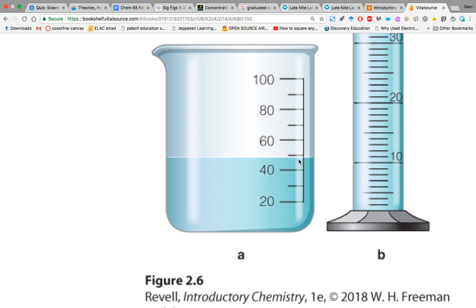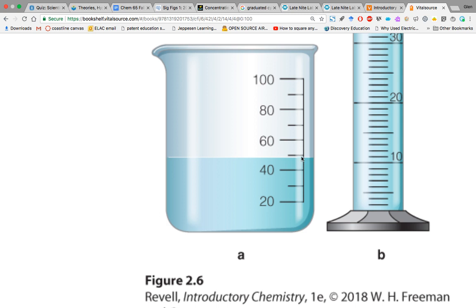Could I say that maybe it's 49 milliliters? Yeah, I could say it's maybe 49 milliliters. Here's what I cannot say. I cannot say it's 49.1 milliliters. Why? Because I don't even know that it's 49 milliliters. It might even be 48 milliliters. I can't tell because there are no little marks. This mark is 10 milliliters away from this mark. So there's a lot of milliliters in here and no marks in between.